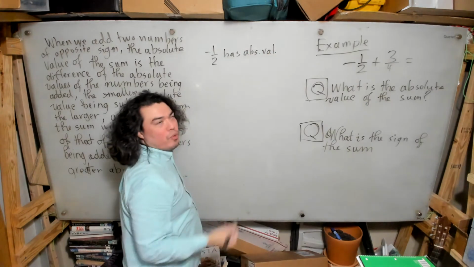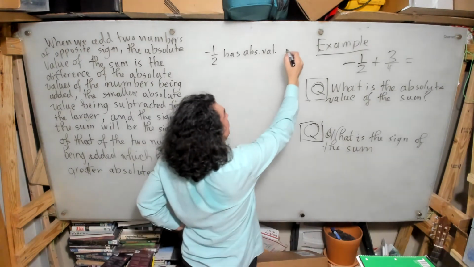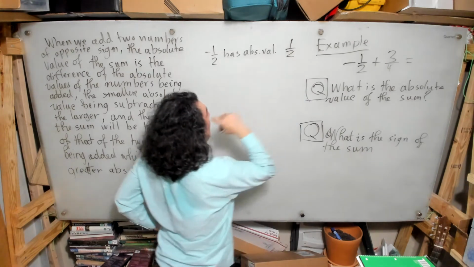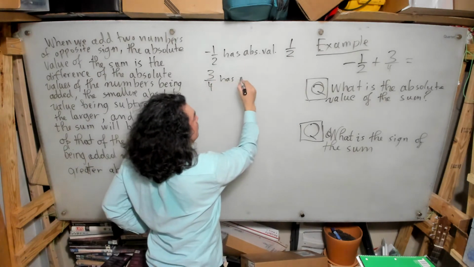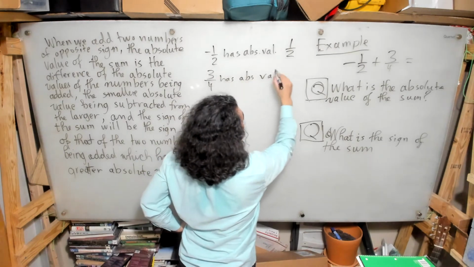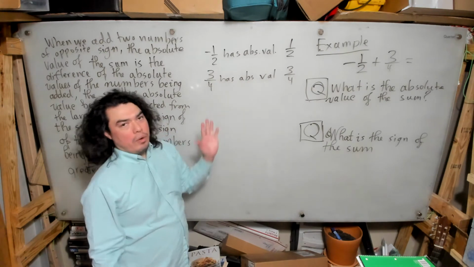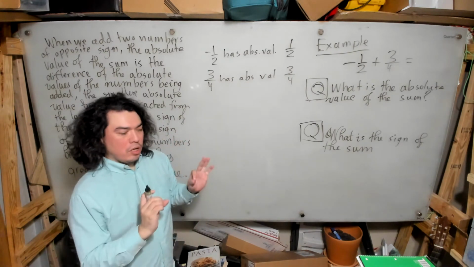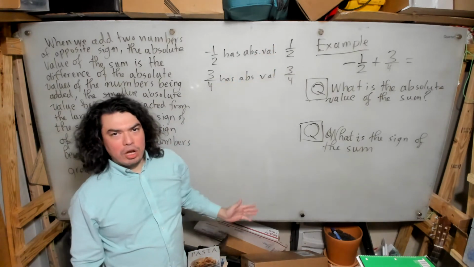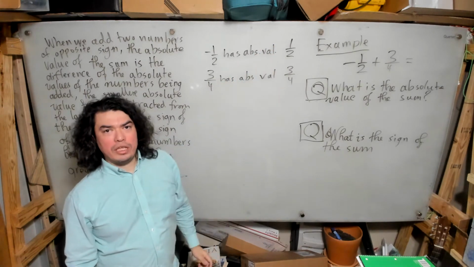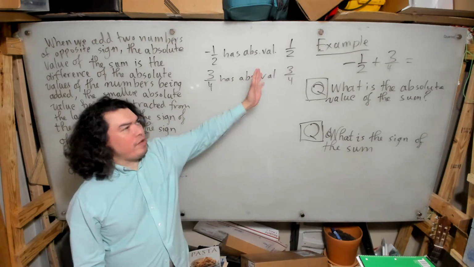By the way, I'm sorry for abbreviating. I'm just trying to save space and also save time. Negative 1/2 has absolute value 1/2. And 3/4 has absolute value 3/4. So now we're facing a problem. Obviously, I know that probably all of you know which one's bigger or smaller than the other, but let's pretend we didn't for a moment, right? We're faced with a problem.